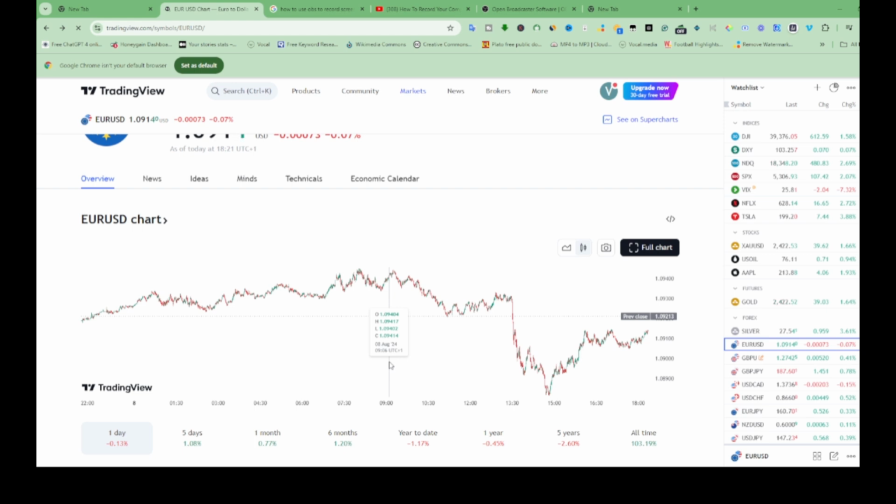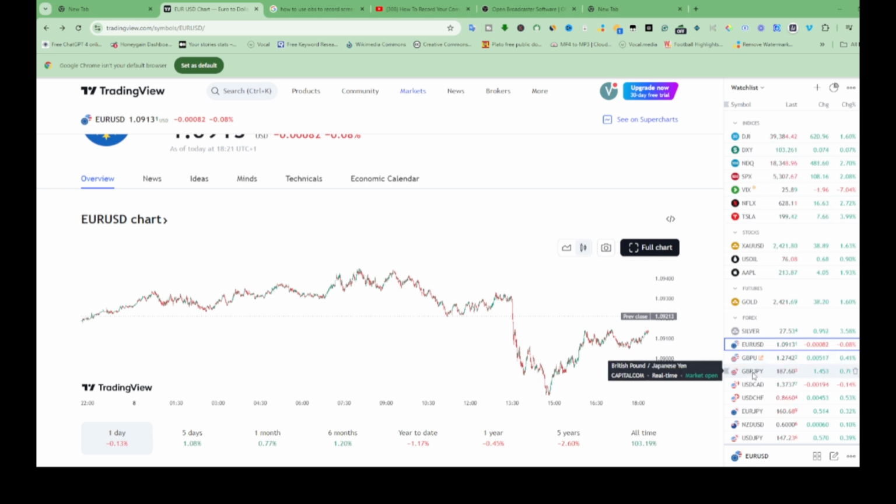You can see we have various pairs: EUR/USD, that is Euro against US dollar. The other one is GBP/USD, British pounds against US dollar. The other one is GBP/JPY, British pounds against Japanese yen. You need to know all these pairs, so at any time, you can always check them.